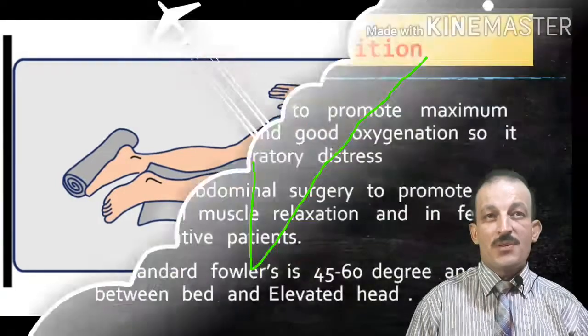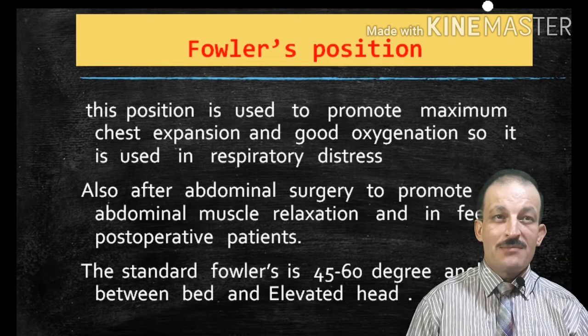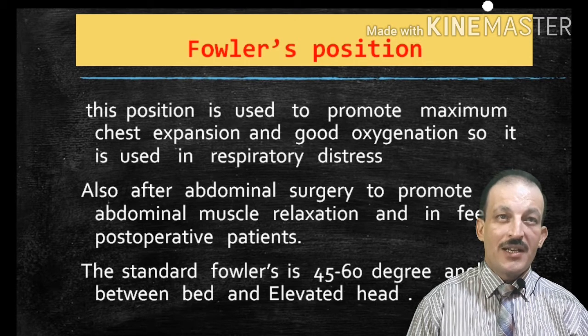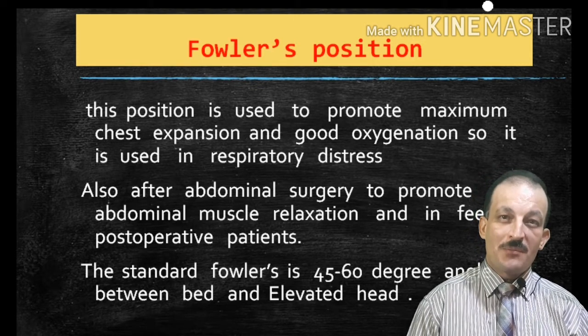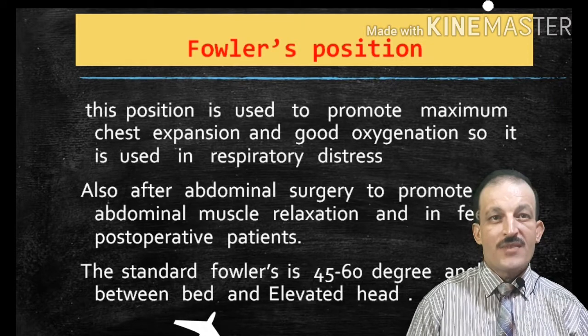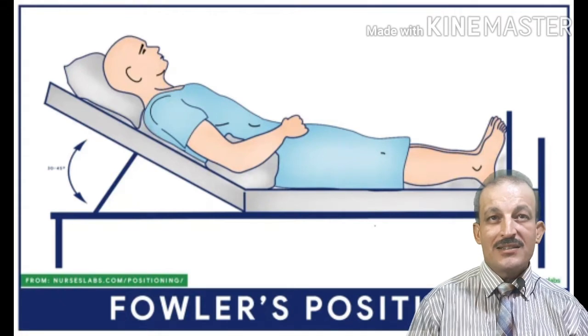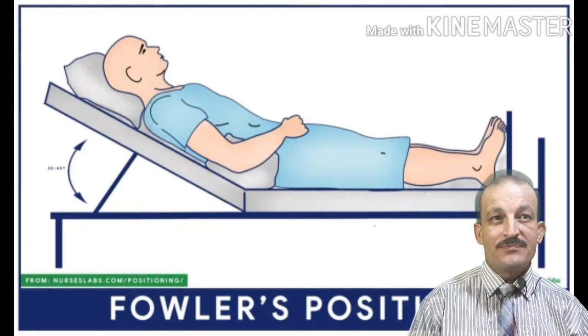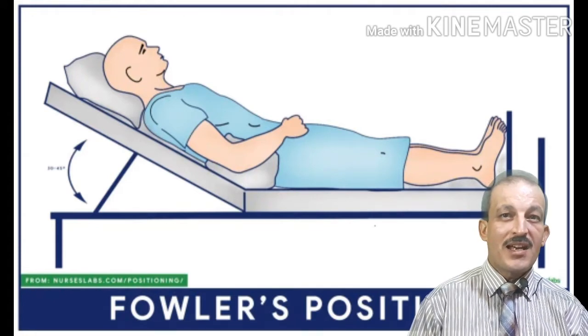The other position is Fowler's position. This position is used very often for post-operative patients to promote maximum chest expansion, good airway, and good oxygenation. So it is used in respiratory distress, also after abdominal surgery to promote abdominal muscle relaxation, and in feeding post-operatively, as I mentioned. The standard Fowler's position is a 45 to 60 degree angle between the bed and the elevated head. This is the standard Fowler's position. Also, this is another figure of Fowler's position.